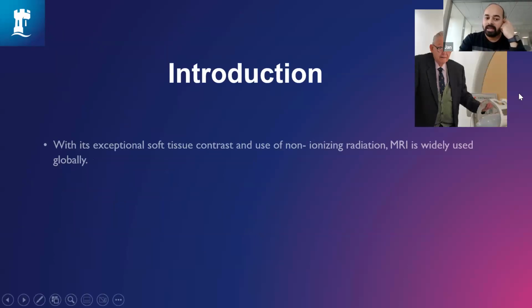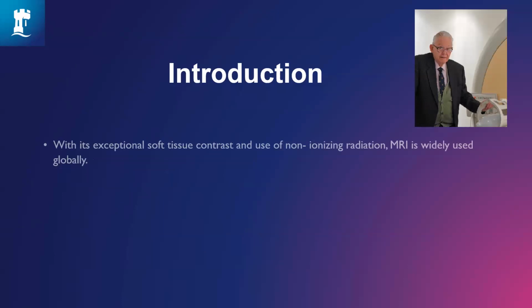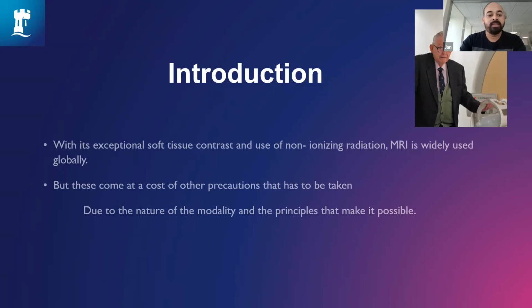With this, why is MRI so interesting in comparison to other imaging modalities? MRI has a very great soft tissue contrast in comparison with other modalities. And it's all achievable by using a big magnet and non-ionizing radiation. And that's how MRI is globally so respected for what it achieves. But this comes at a cost of other precautions that have to be taken due to the nature of the modality and the principles that make it possible.